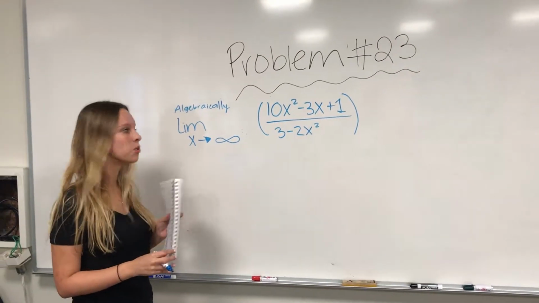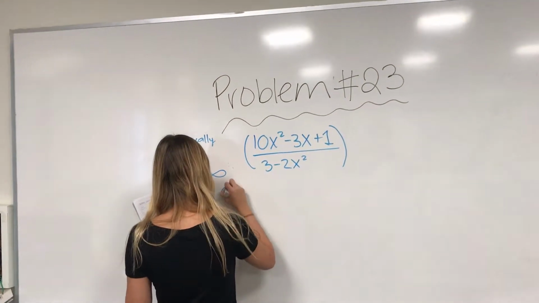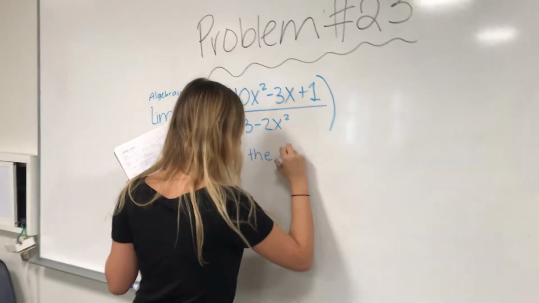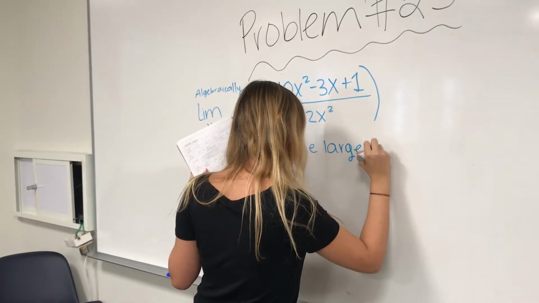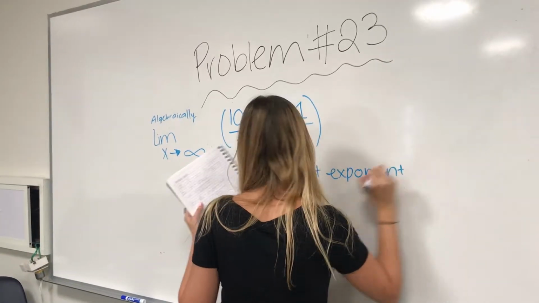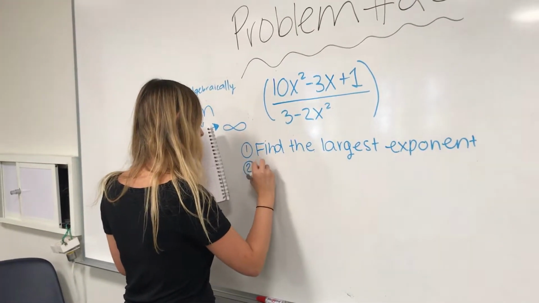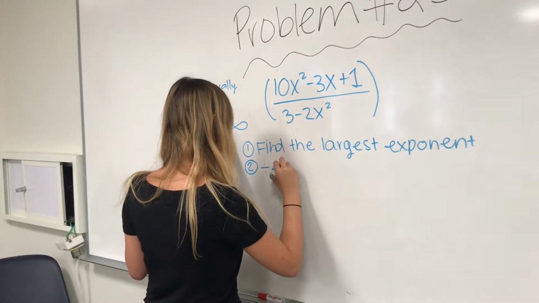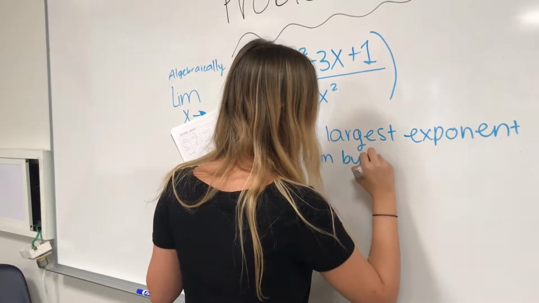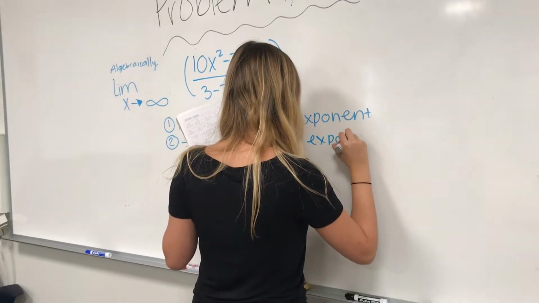Okay, these are the steps to do limit x to infinite algebraically. First, you need to find the largest exponent. So first you find the largest exponent, then you divide each term by that exponent that you chose on the first step.